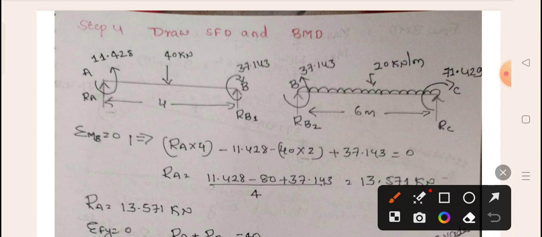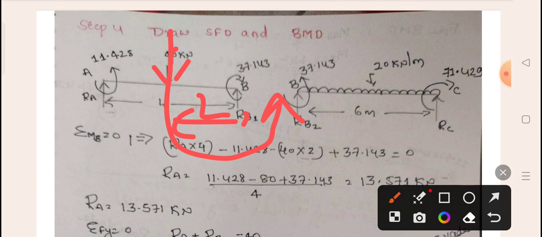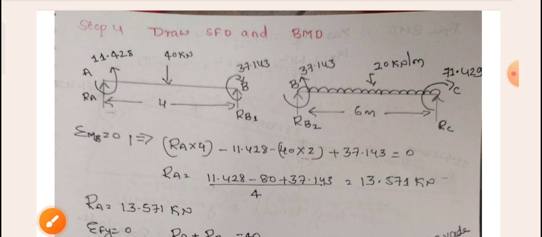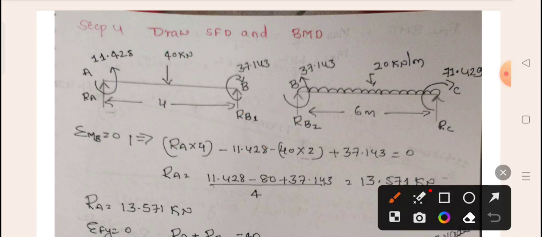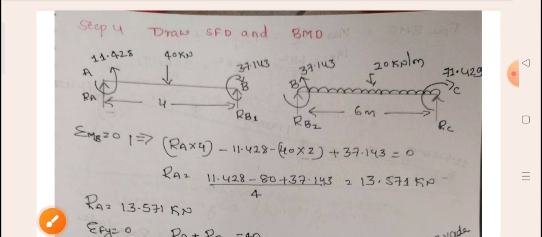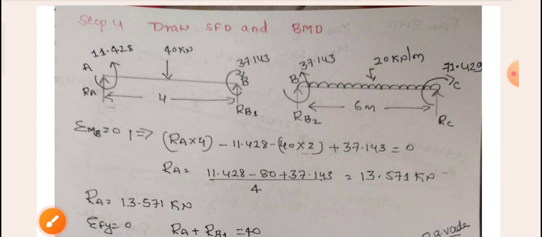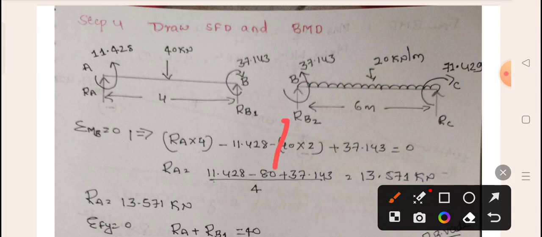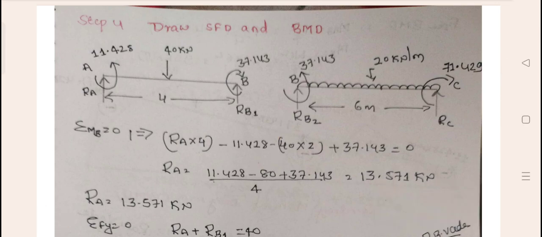Whenever there is a force, you are supposed to multiply the distance. So here it is 40, I need to multiply the distance. This distance is 2 meter. So 40 into 2, and it is rotating anti-clockwise, so that's why negative sign. If we equate this to 0 and solve this equation, you will get the value of RA. What is the answer you are getting? 13.571.